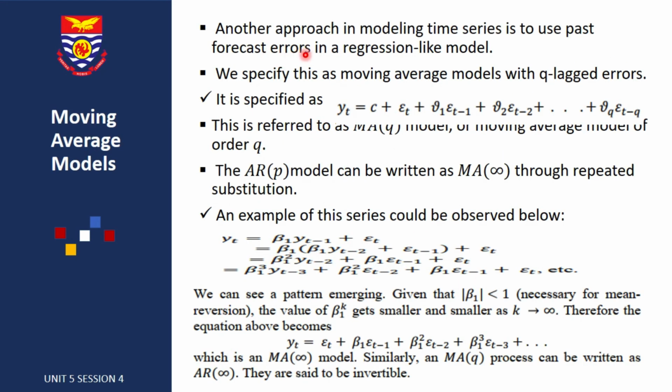Another approach in modeling time series is to use past forecast errors in a regression-like model. That is what we call the moving average. We specify this as a moving average model with K lagged errors. MA, or simply the moving average, is a simple technical analysis tool that smooths out price data by creating a constantly updated average price.